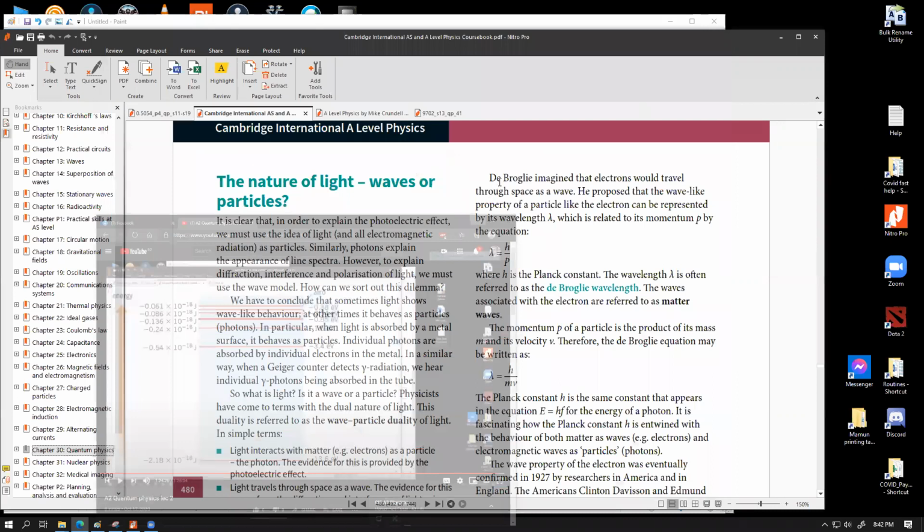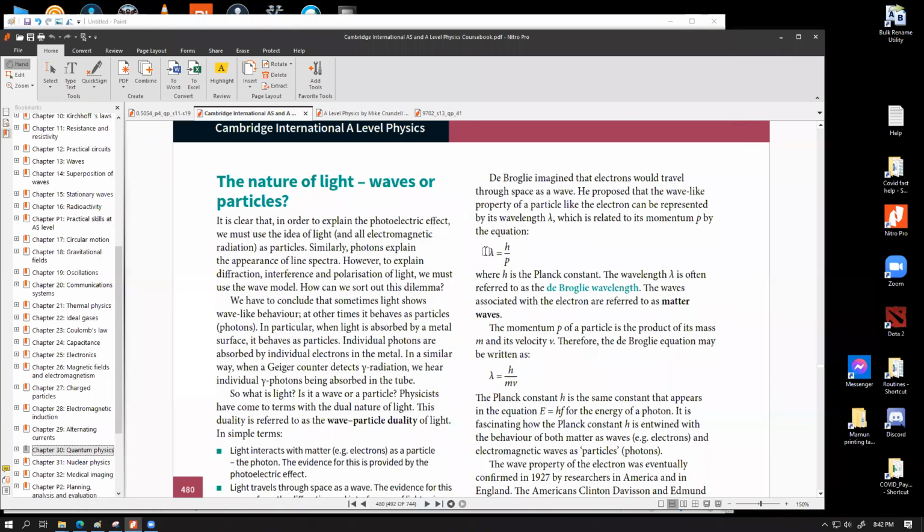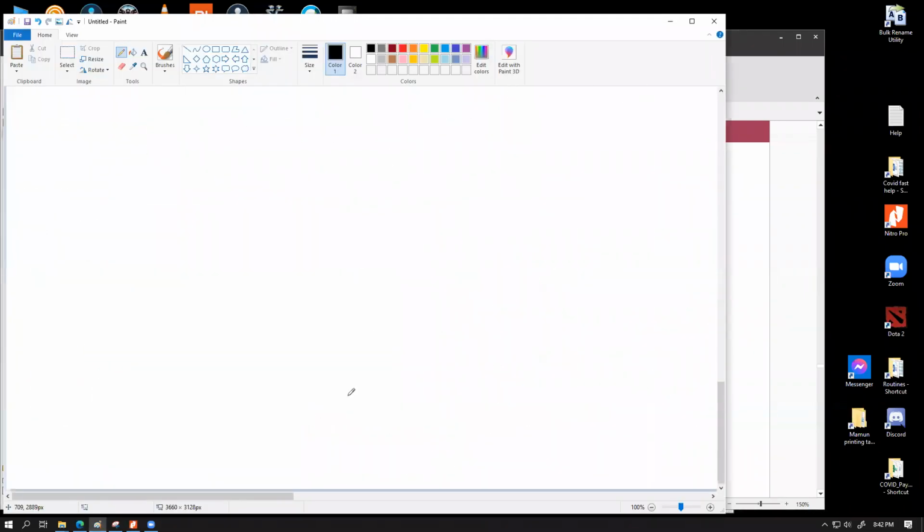So the de Broglie equation is lambda equals h by p. This is a really interesting equation. I'll show you why I find it fascinating. Have a look at this equation first. Do you guys recognize this equation? It looks similar to Einstein's.